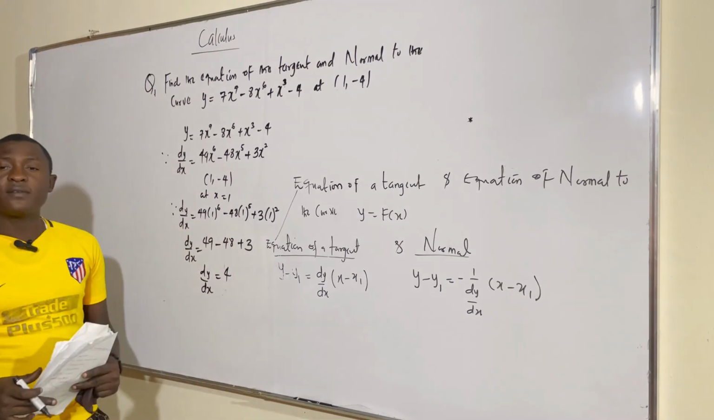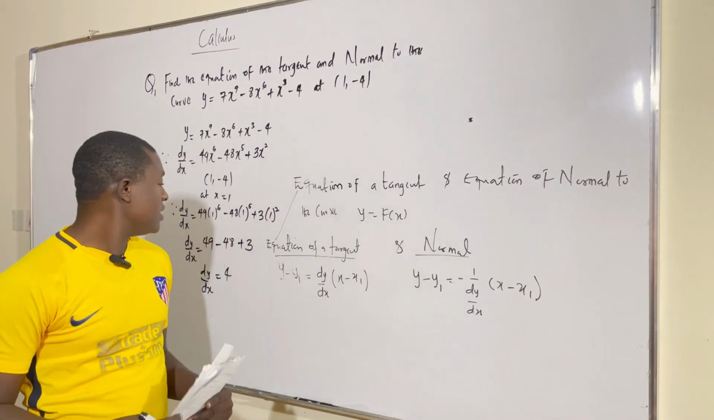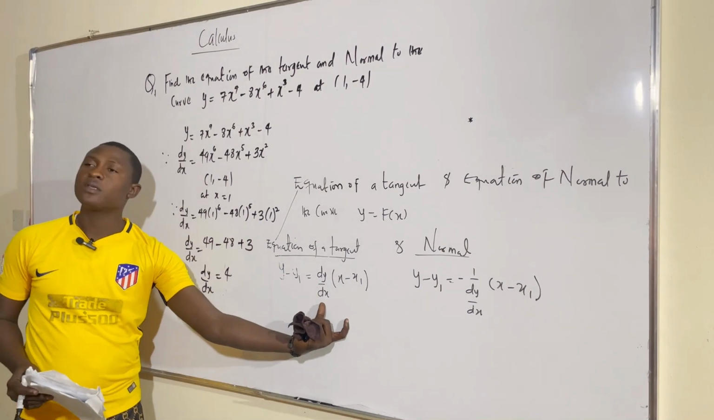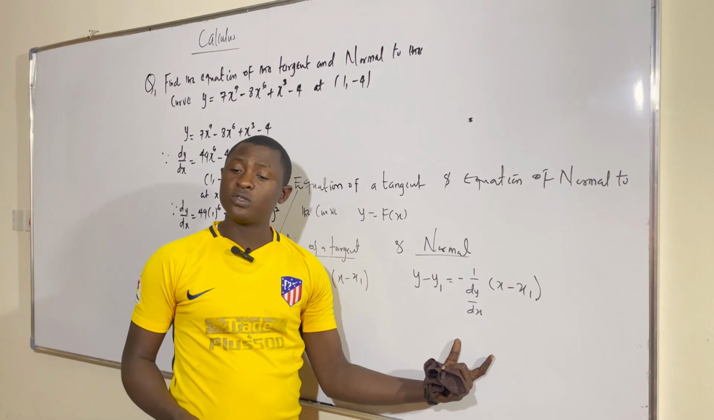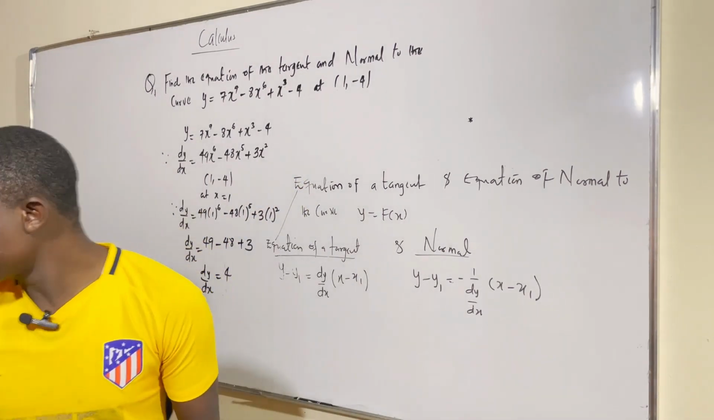Now, since you have gotten your dy dx, you have already simplified the problem. Since the value of dy dx, which is the gradient, is now known, you apply the formula to find the equation of the tangent. You apply the formula to find the equation of the normal. So let's see that.